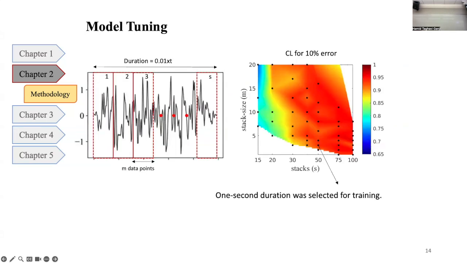And the last tunable hyperparameter of our model was the duration of the synthetic motions that we need. So we tried different durations, with different number of stacks, and we noticed that having only 1 second of synthetic motion can provide us with more than 95% confidence level for 10% error.